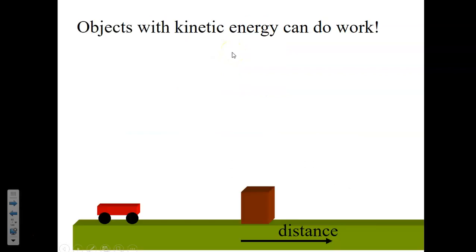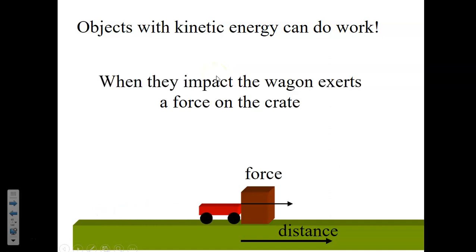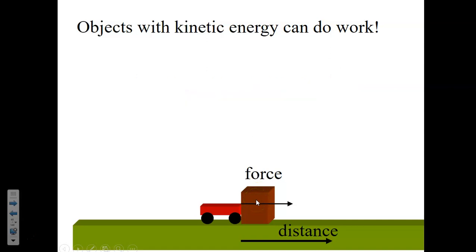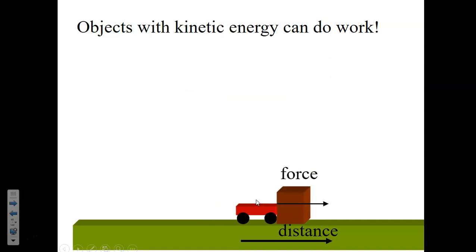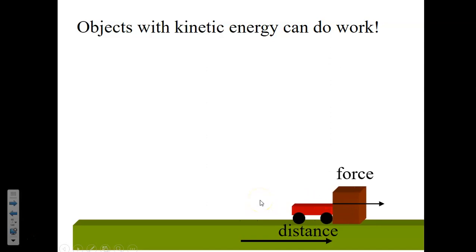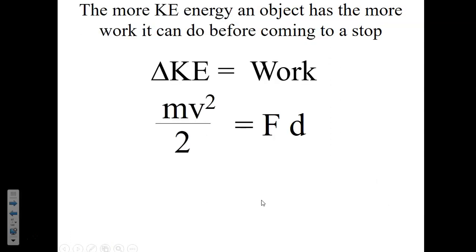So objects with kinetic energy, any object with energy can do work. Energy is the ability to do work, but objects with kinetic energy can also do work. Okay, an object that's moving can hit another object, push on it, and make it move, thusly doing work. And that work is done against friction and gets converted to heat and doesn't get stored as something else. So assuming the crate comes to a stop, the more kinetic energy an object has, the more work it can do before coming to a stop.